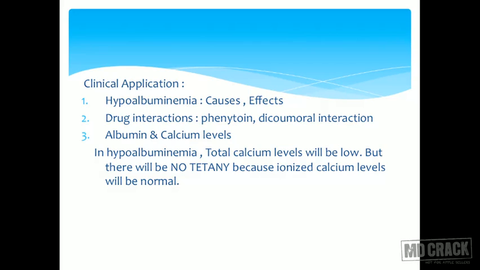Now, if the total albumin levels are low, the total calcium levels will come low, but the patient will not be having low calcium levels. Why? Free calcium is the one which is responsible for the actions of calcium, and this free, ionized calcium level will be normal, and hence there will not be any tetany if the total calcium is low because of hypoalbuminemia.